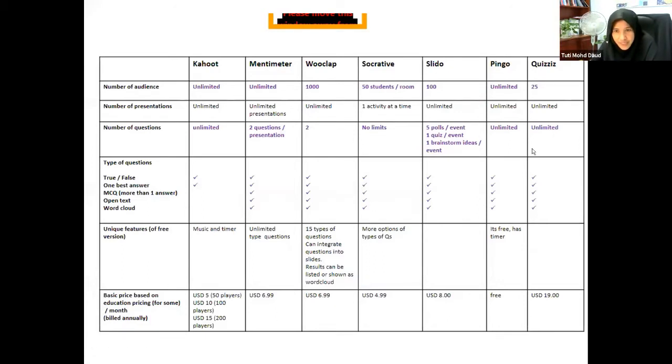One of the things that Aida and I did was look at some of the ARS, and we put them in a table. Mind you, this is the free version. If you want to purchase, these are the prices per month, billed annually, and there are education prices. But the information we put here is for the free versions. You can look at the number of audience members, how many presentations, and, because we're talking about questions, the types of questions you can ask in the free version.